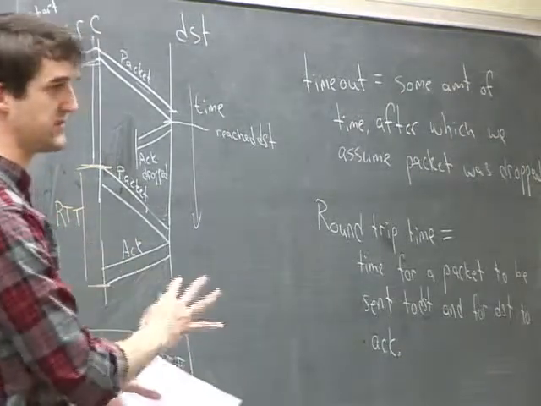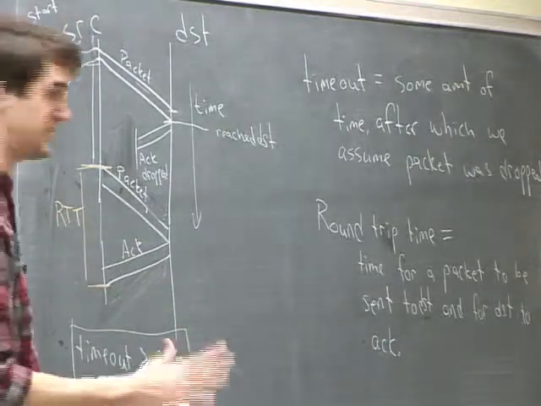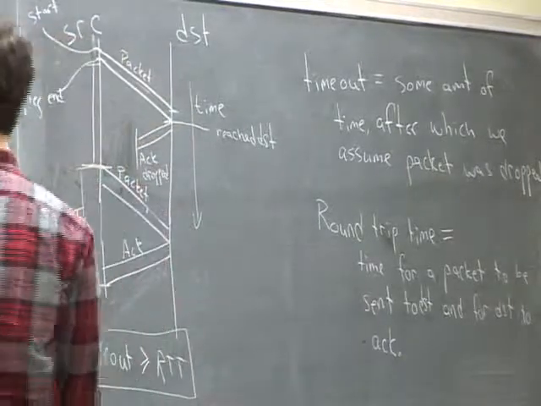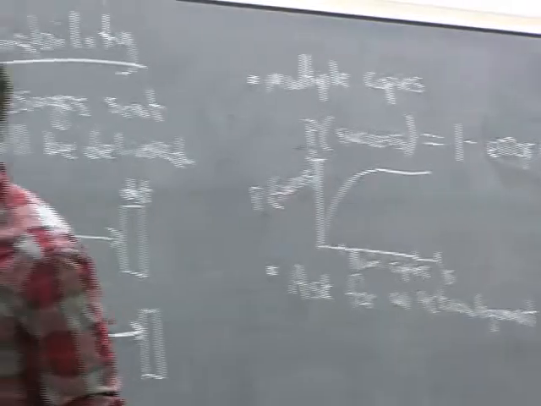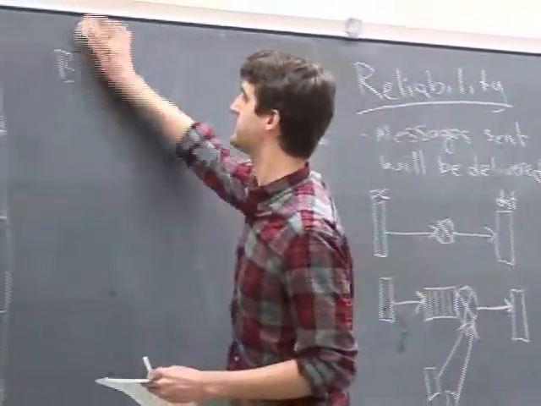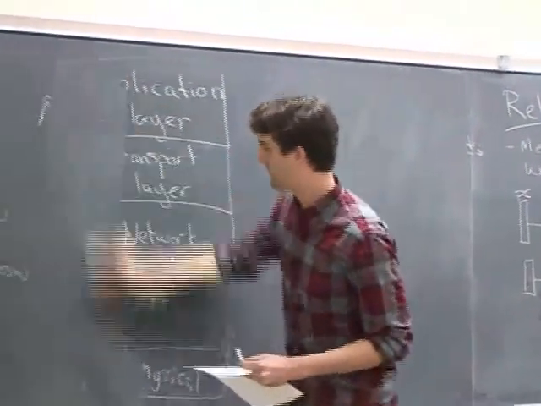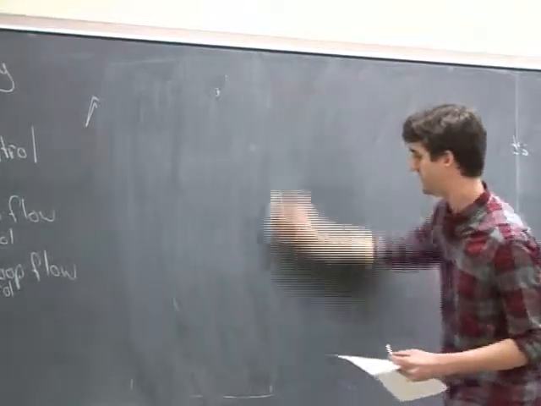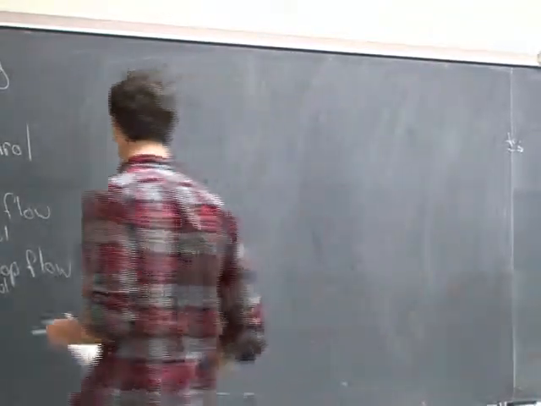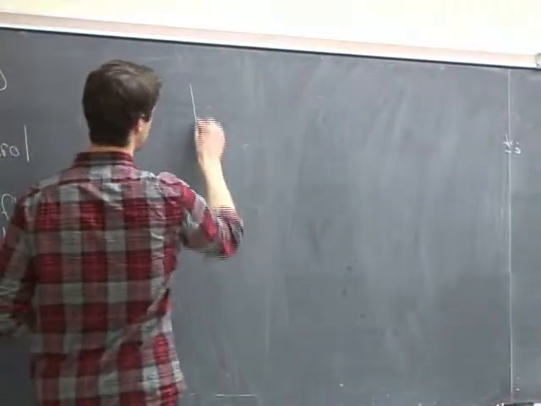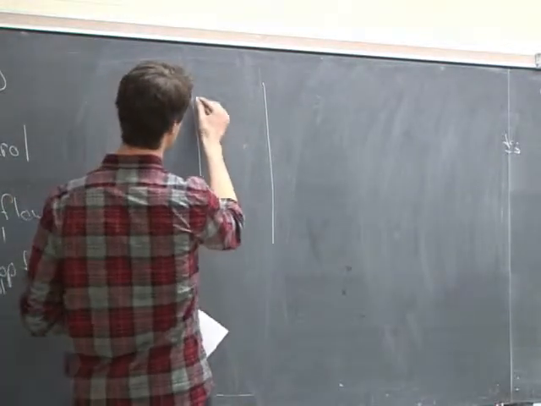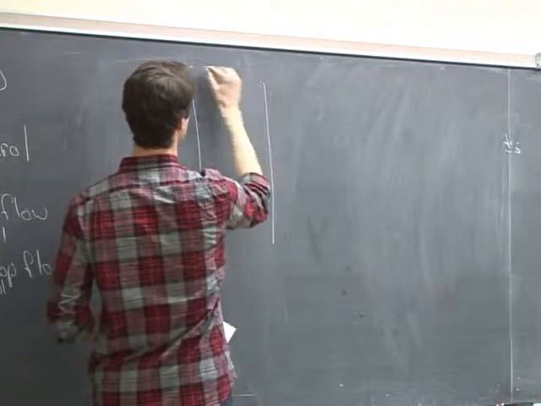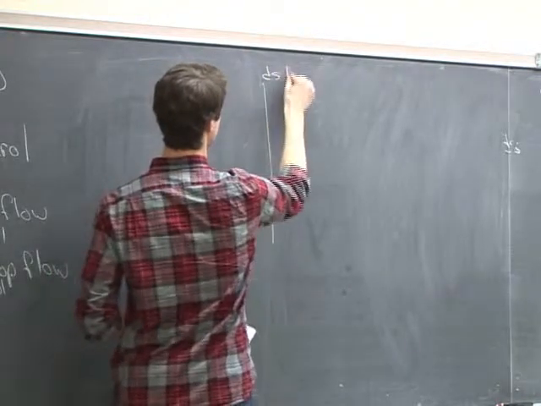All right, so does everyone understand timeout, round trip time? Should be fairly easy concepts. There is another way that we can avoid these delays of timeouts, and that is to use what's called sequence numbers. So now we have the same setup. We have our source, we have our destination.